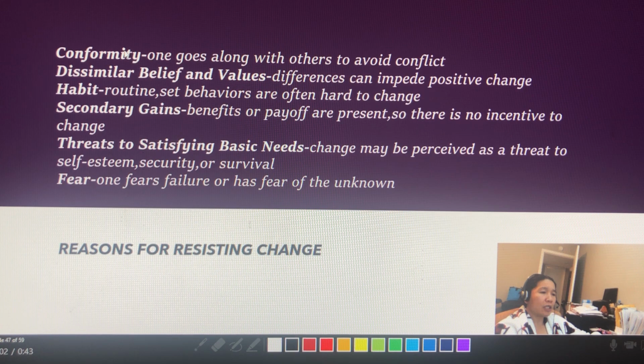Reasons for resisting change. Conformity. One goes along with others to avoid conflict. Dissimilar belief and values. Differences can impede positive change. Habit. Routine set behaviors are often hard to change. Secondary gains. Benefits or payoff are present, so there is no incentive to change. Threats to satisfying basic needs. Change may be perceived as a threat to self-esteem, security, or survival. Fear. One fears failure or has fear of the unknown.